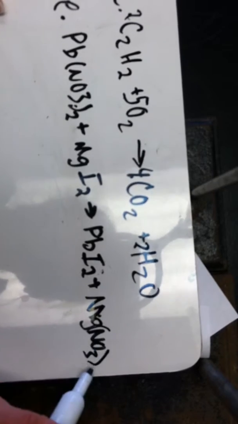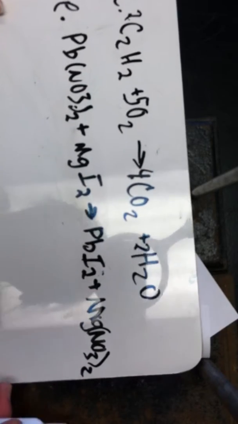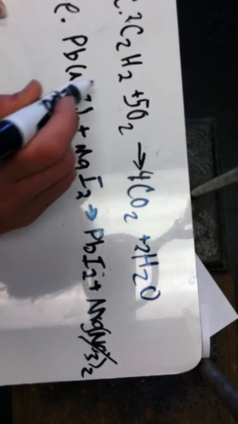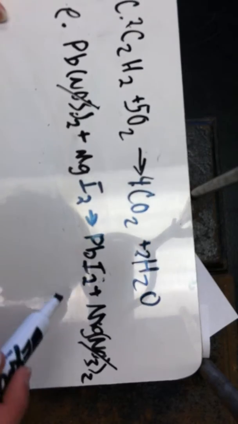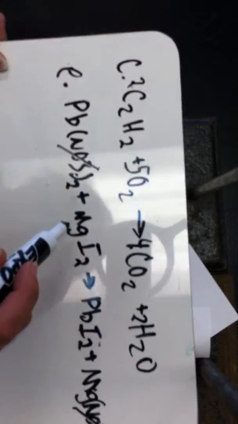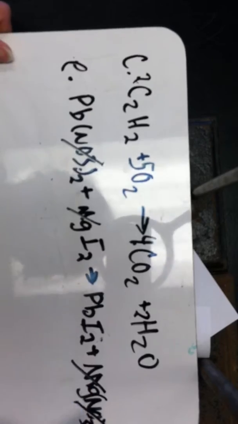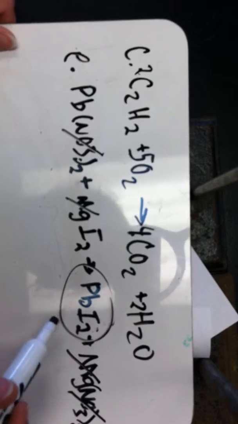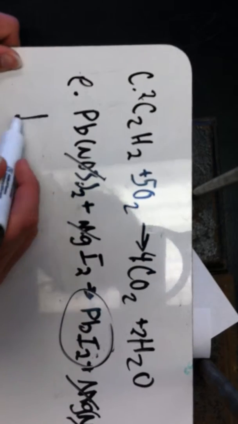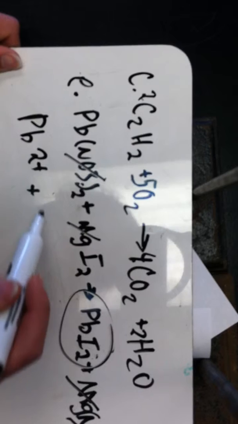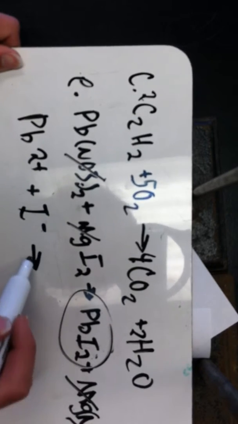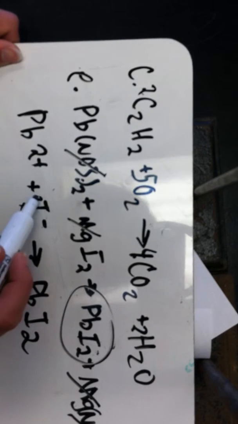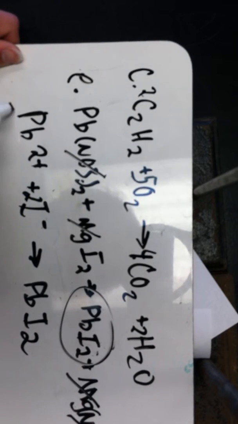MgNO3 2. This is just a double replacement, and magnesium nitrate will cancel here and here because of solubility rules, so as will magnesium iodide over here, so your magnesiums cancel, and you are left with this as a solid because of solubility rules, so your final equation is Pb2 plus I minus yields PbI2, and then to balance you put a 2 in front of the I, and that's it.